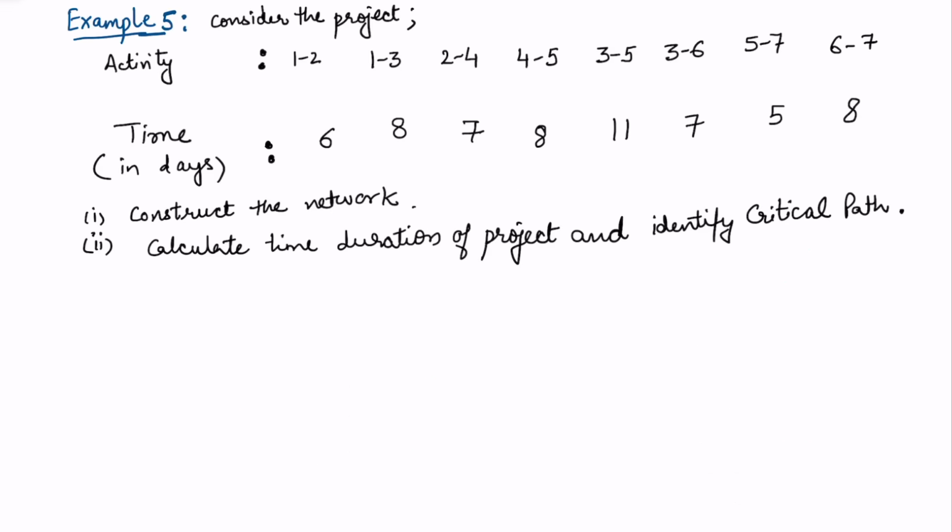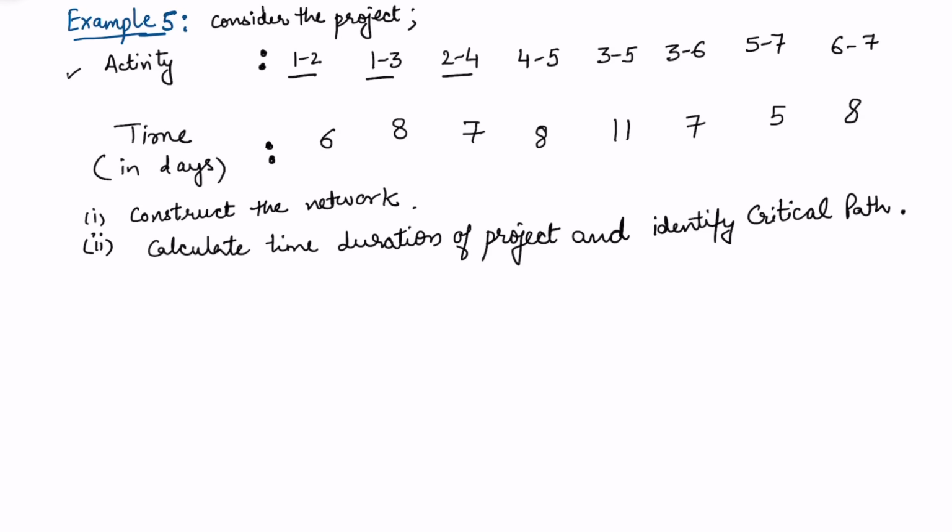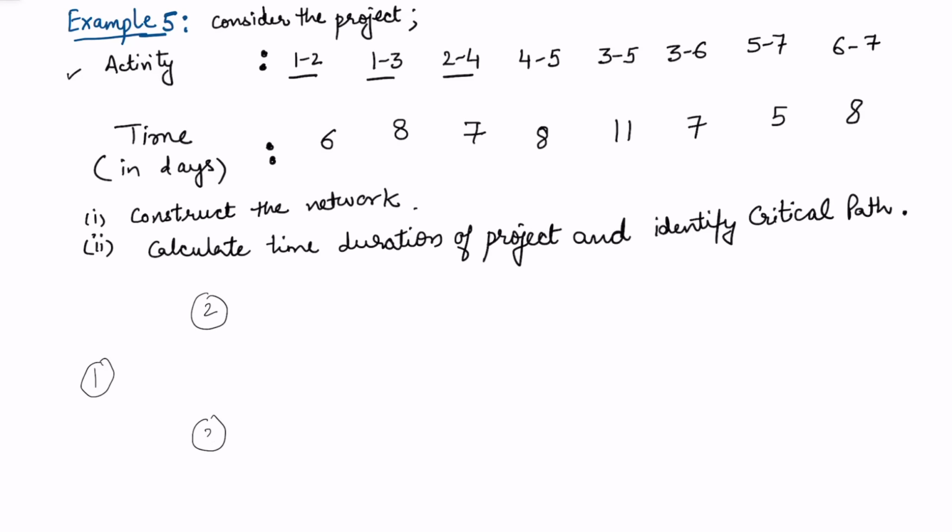Now in example number 5, in this case the activities are already given in a different format. They are not given in terms of A, B, C, D format and hence there are no predecessors, but they are directly written as 1 to 2, 1 to 3, 2 to 4. This means they are given in terms of the nodal points. So what I am going to do is just take the node points 1 to 2, 1 to 3 and so on.